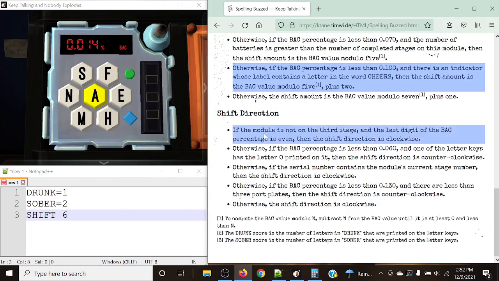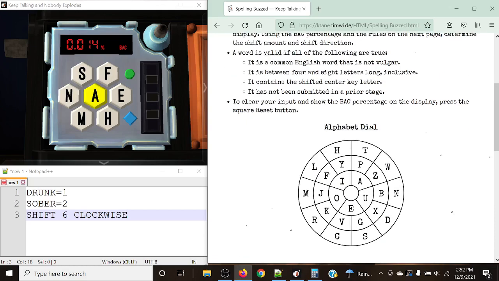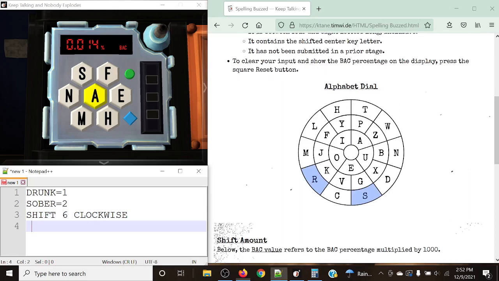So next up, if the module is not on the third stage, which is true, and the last digit of the BAC percentage is even, this is true. So we're going to be shifting 6 clockwise. Alrighty. Next up, let's shift each letter. So we have Sierra. Excuse me, not that. That was only 2. Shifting 6 clockwise. So we have 1, 2, 3, 1, 2, 3, 4, 5, 6 to Tango.